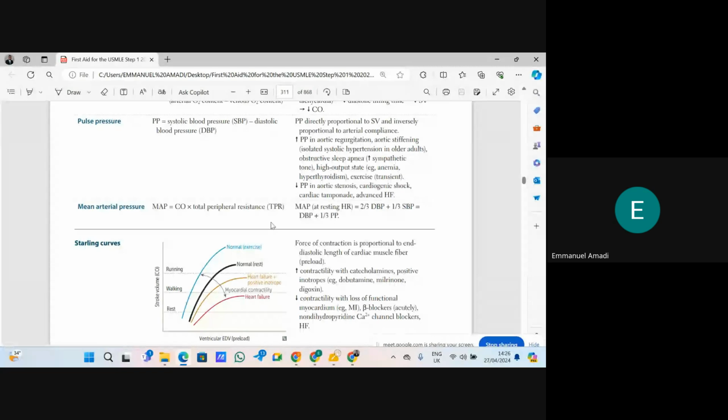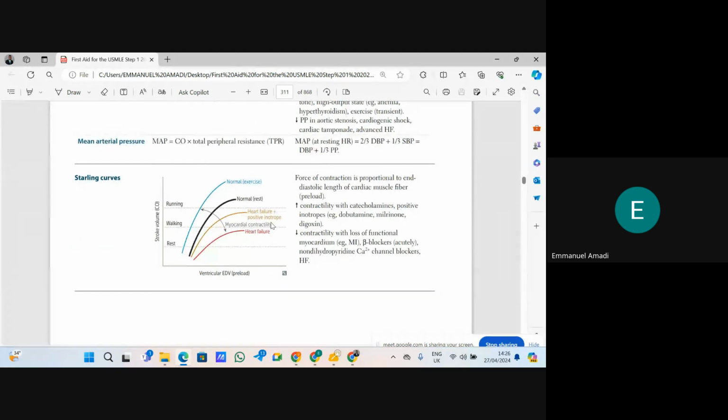Now, when you talk about the mean arterial pressure, it is simple. It is two-thirds of the diastolic blood pressure plus one-third of the systolic blood pressure. That is just easy. Now, let us look at the Starling curve. This is where it gets interesting. A lot of doctors have difficulty interpreting graphs. When I go for an exam, one of the things I look out for are the graphical questions, the calculation questions. Those are the easiest things to do if you have the information. But if you don't have the information, you will keep skipping them.